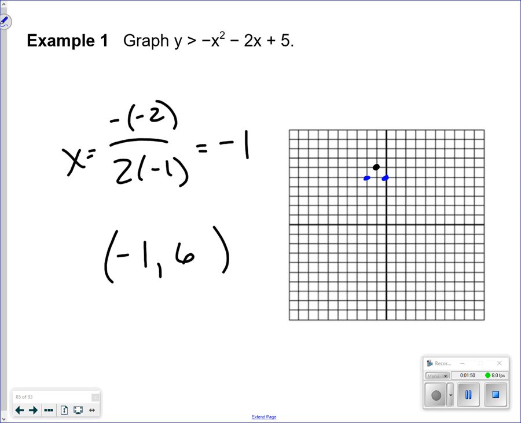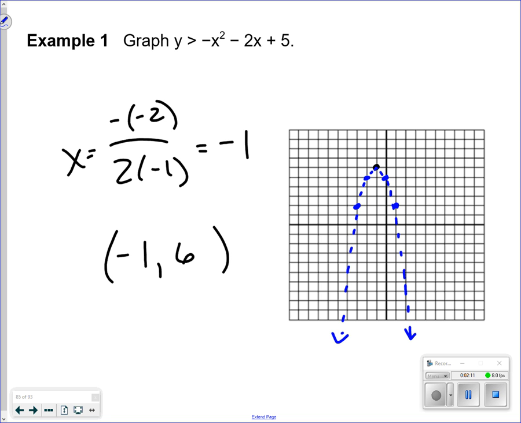Now, using my shortcut method, if I go left and right 1, I go, in this case, down. So it's always 1a. If I go left and right 2, I go down 4a. The reason it's down and not up is because the a value is negative. I look at the inequality symbol and it's dashed based on the fact that there's no equal to line underneath the inequality.